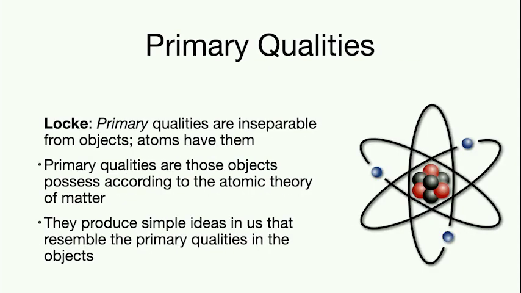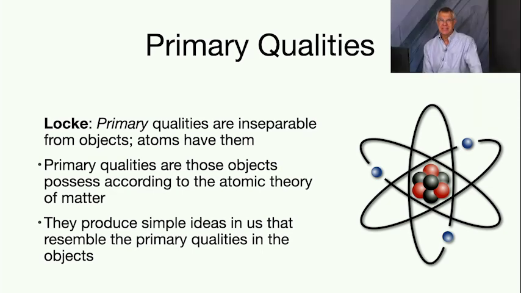So they are, in short, inseparable from the objects. Even the atoms have them. They are things that the objects possess, according to the atomic theory of matter. Locke says they produce simple ideas in us, and those simple ideas represent the primary qualities in the objects exactly. So which of the qualities in our perceptions can we trust to be really there in the objects themselves? Things like that, the primary qualities.